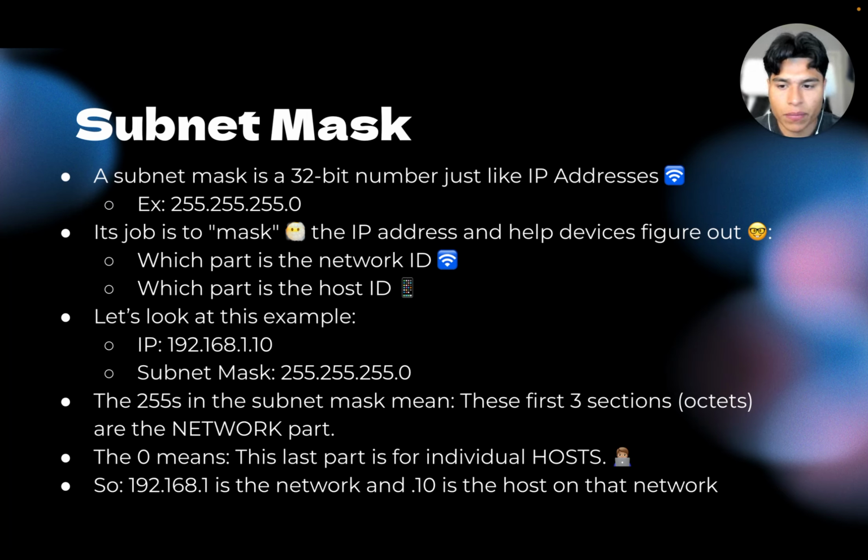So if we look at this example, the IP here, 192.168.1.10, and the subnet mask 255.255.255.0. The 255s in the subnet mask mean that these first 3 octet sections are the network part. And the 0 means that this last part is for the individual host, right? So 192.168.1 is the network, and .10 is the host on that network, right?